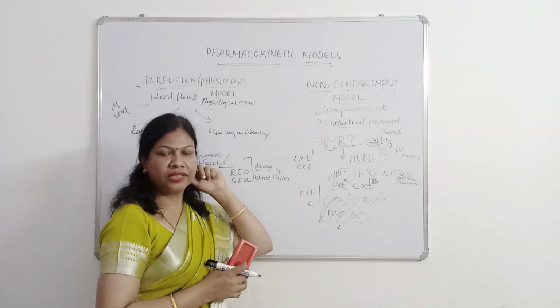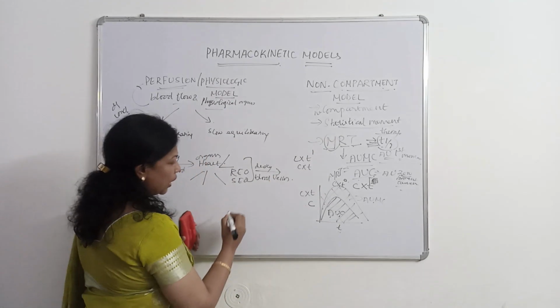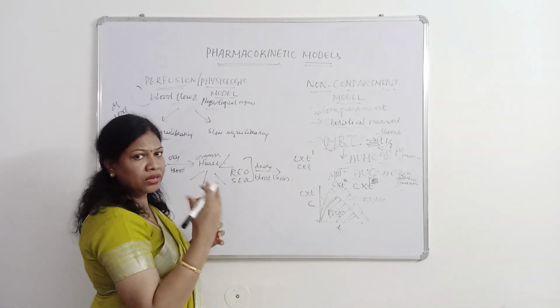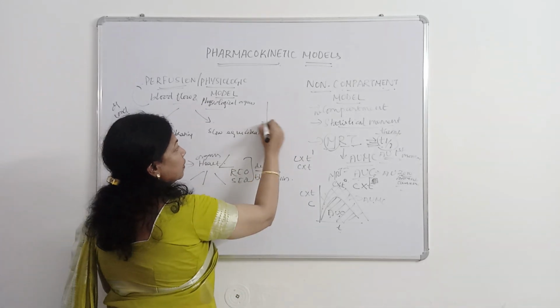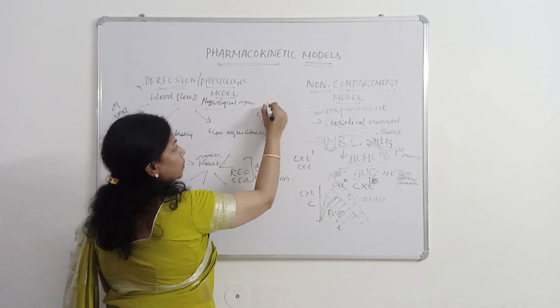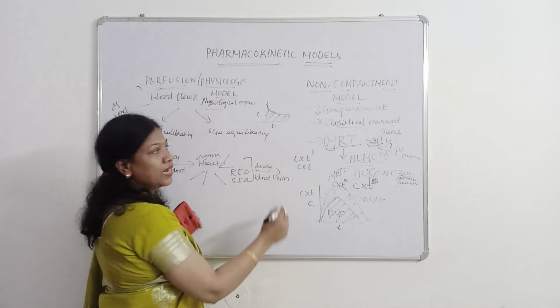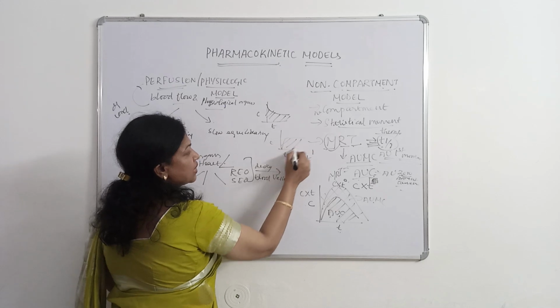Like this we can calculate the mean residence time. Now, how to calculate this area? How will you calculate the area under this curve or the area under the first moment curve? Any curve you have, like in IV injection, you will get a curve like this. This is the curve for the extravascular system, and this is the curve for intravenous infusion.